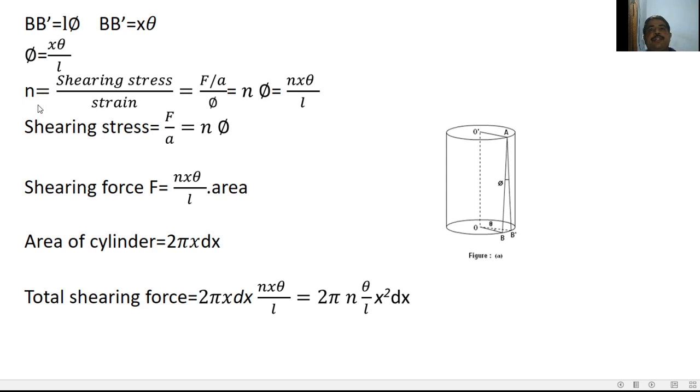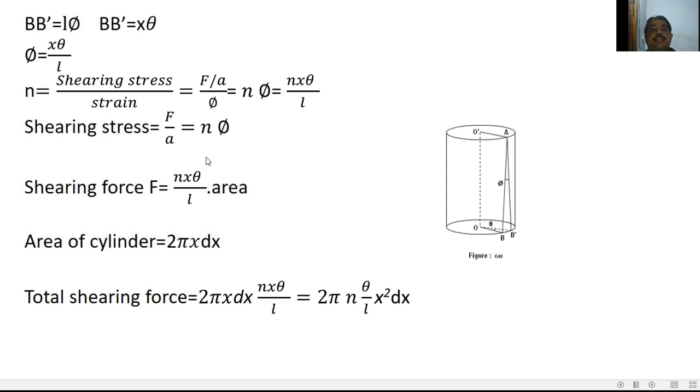From the definition of rigidity modulus, we know that rigidity modulus is equal to shearing stress by strain. The shearing stress is force per unit area, and the strain is phi. So the shearing stress, force per unit area, is equal to eta phi. So the shearing force F is equal to, substituting the value of phi, eta x theta by L into area.